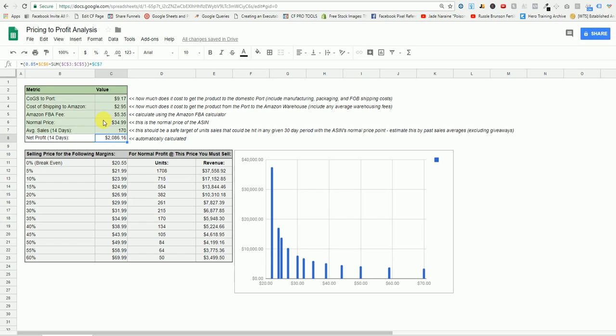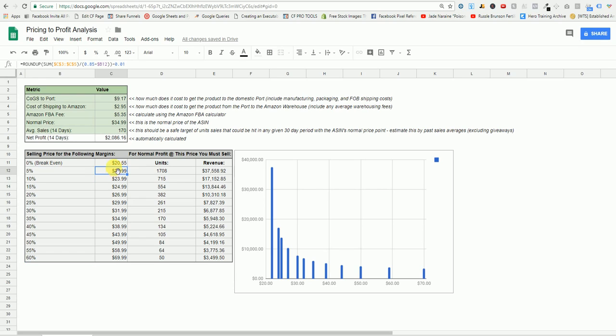And then this is going to spit out my net profit for those 14 days. In this case, it's $2,000.86 every 14 days as my net profit. And then it's going to make this little chart for me here. This chart is going to update automatically after you change your numbers, and it's going to show you the margins you can get between 5 and 60%, and the price you should put it at if you want to achieve those.